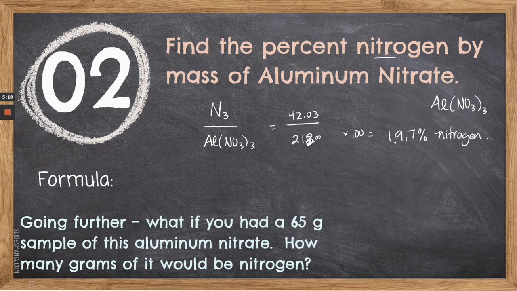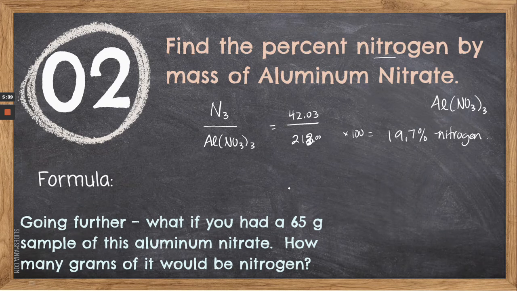So the next question would be, all right, what if I had 65 grams of aluminum nitrate? Then how much nitrogen do I have, right? Well, 19.7% of it is nitrogen. So again, not really a chemistry question. It's really asking you just to find 19.7% of the total.